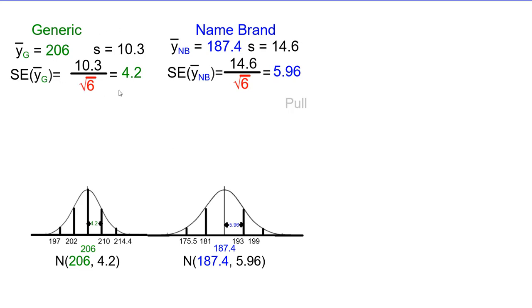All right, so we've got our 2 standard deviations, 2 different samples, and the standard errors for each of those. Notice that we have a smaller bell curve for the sampling distribution model for the generic. That's because it had a smaller standard deviation of the sample, even though both had the same sample size.